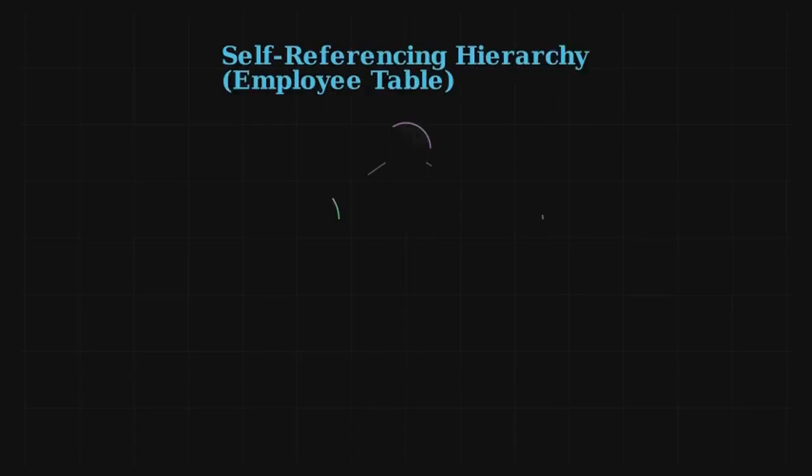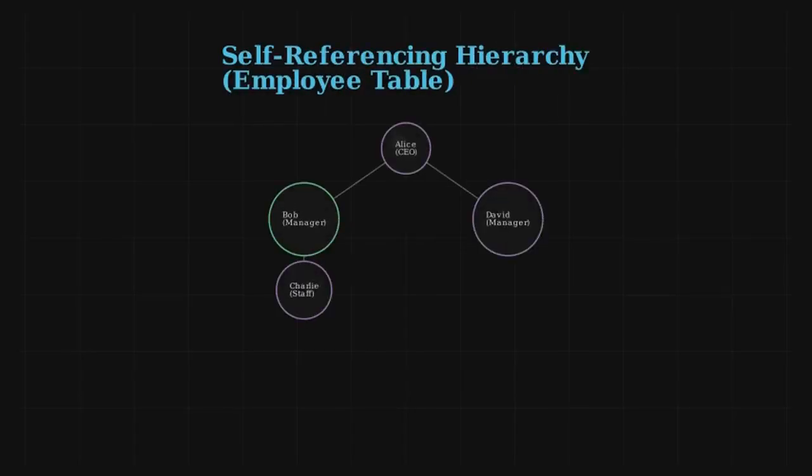Finally, let's explore self-referencing relationships, where an entity relates directly to itself. Think of a standard corporate org chart. Alice, Bob, David, and Charlie are all entries in a single employee table. Alice manages Bob and David, and Bob manages Charlie.